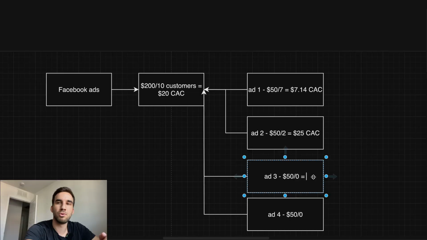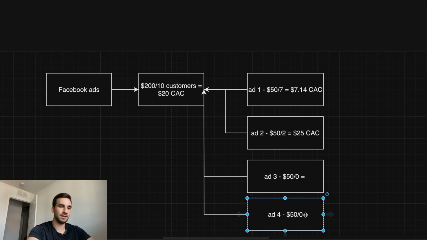But if you'll notice, we've already spent more than what our lowest customer acquisition cost is here. So we can probably say that this customer acquisition cost for ad 3 is not going to be less than $7. So even though we aren't able to actually calculate that number because there's been no customers acquired, we can say that it's probably going to be higher than $7.14.